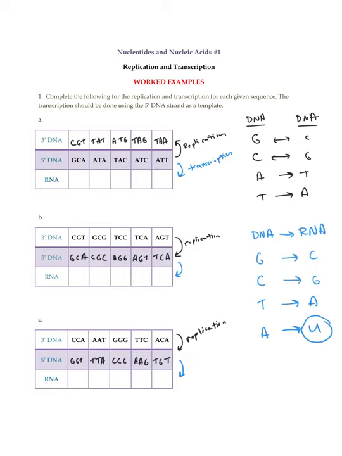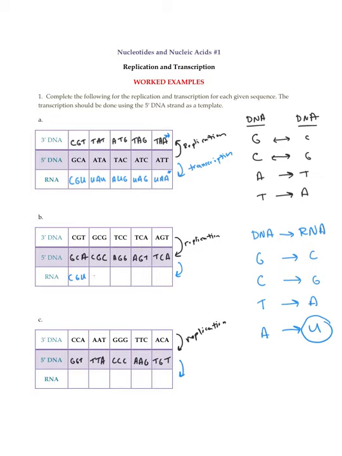And so GCA becomes CGU. ATA becomes UAU. TAG becomes AUG. Here we have UAG and UAA. So these two strands are going to be almost identical, with the exception that the T's are now going to become U's. And so instead of GCA, I'm now going to have CGU.